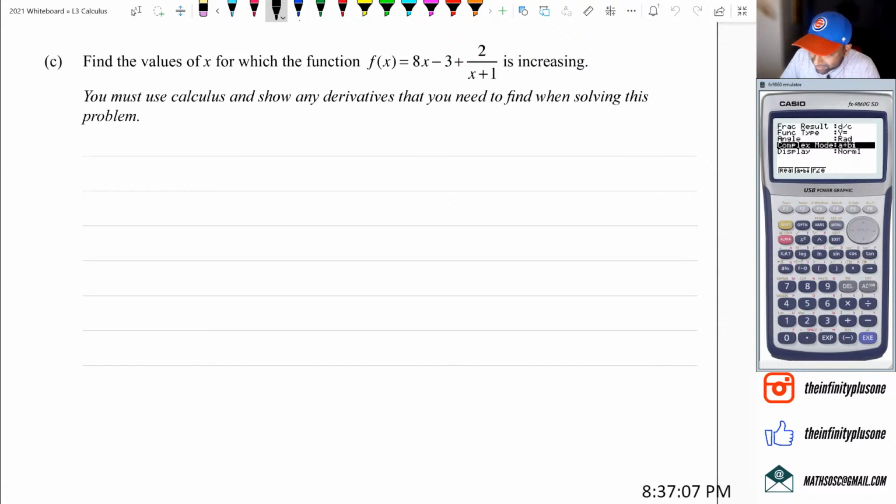So what do we have here? We've got this particular function, and we've been asked to prove for what values it is increasing.